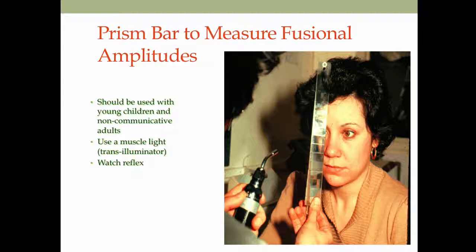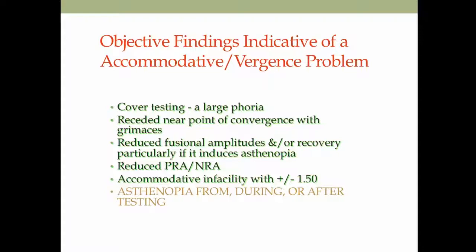There's a big deal being made about using accommodative targets. Yes, they're a little bit more sensitive, but young kids can't really define blur very well. Even older patients don't define blur very well. The advantage of using the transilluminator is twofold. I've already used it to do pupils or anything else, and it's pretty easy just to rack that up in front of the eyes. Look for large phorias, look for a receding near point of convergence.